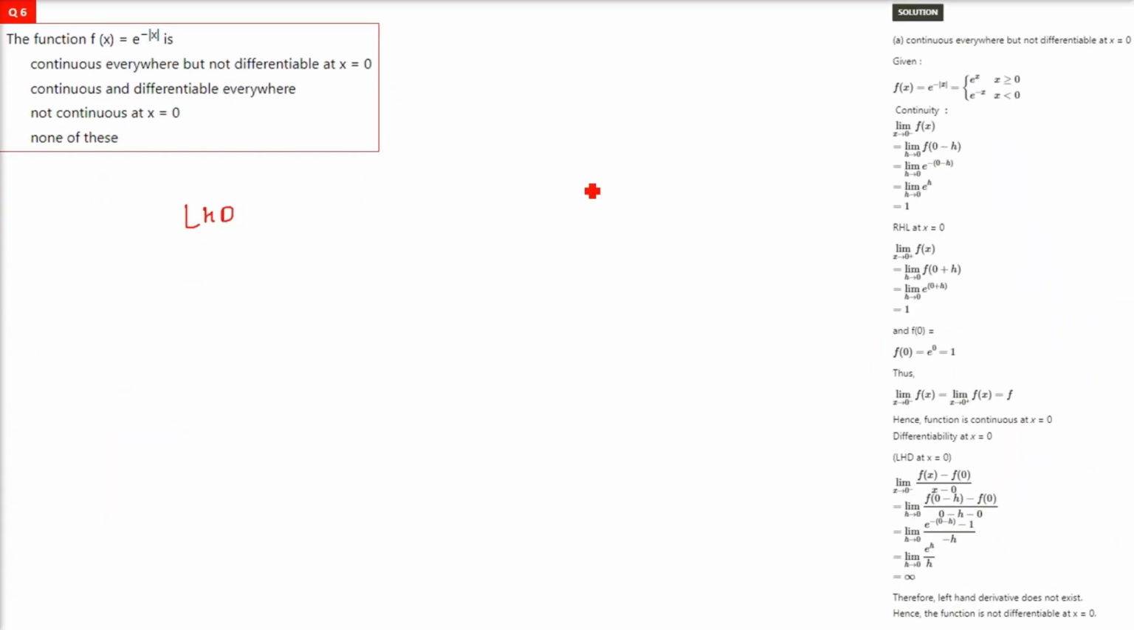So left hand derivative and right hand derivative, what did we get? One is coming as 1, one is coming as negative 1, so they are not matching. So the function is not differentiable at x equals 0. Though it was continuous at x equals 0, it is not differentiable at x equals 0. So the answer will be: it is continuous everywhere but not differentiable at x equals 0. This is the solution.